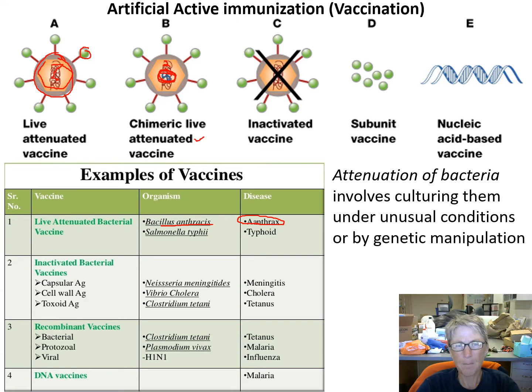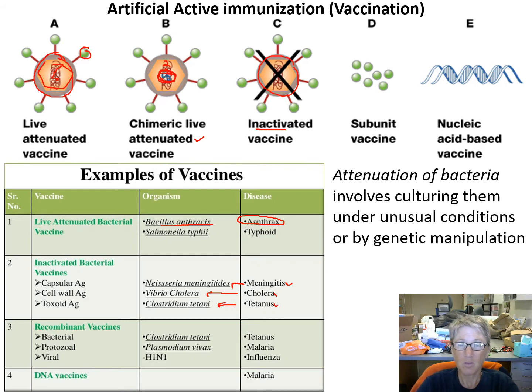And then you can take the virus here, and you can completely inactivate it. So somehow you can take this virus and inactivate it and put it in a vaccine. Inactivated bacterial vaccines include vaccines for meningitis, cholera, and tetanus. And here's the corresponding organisms associated with these diseases.